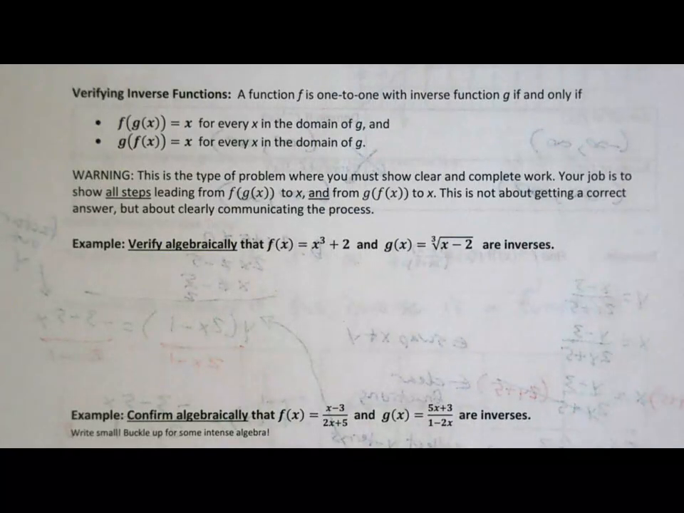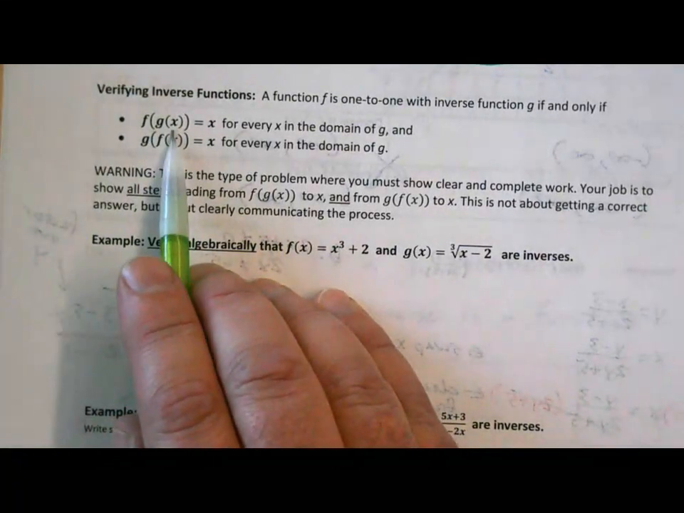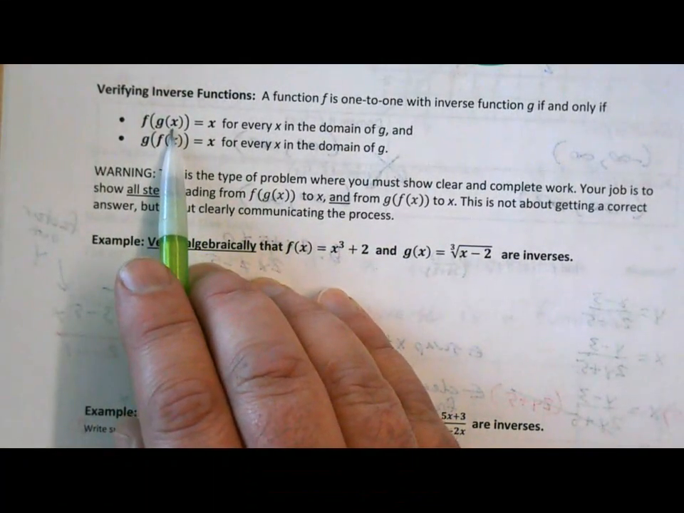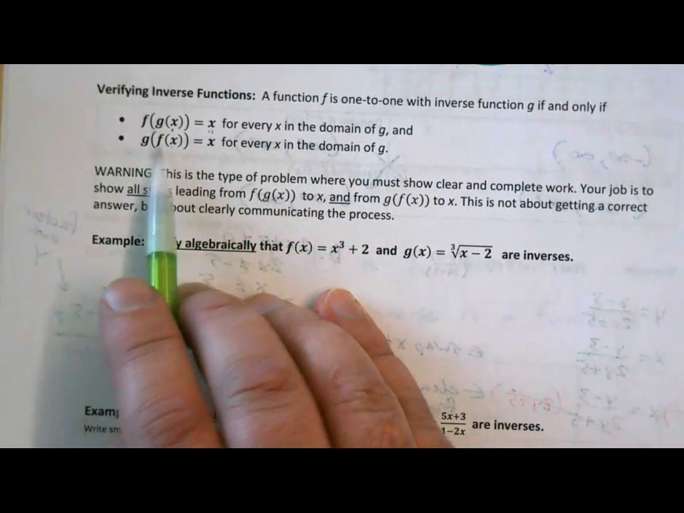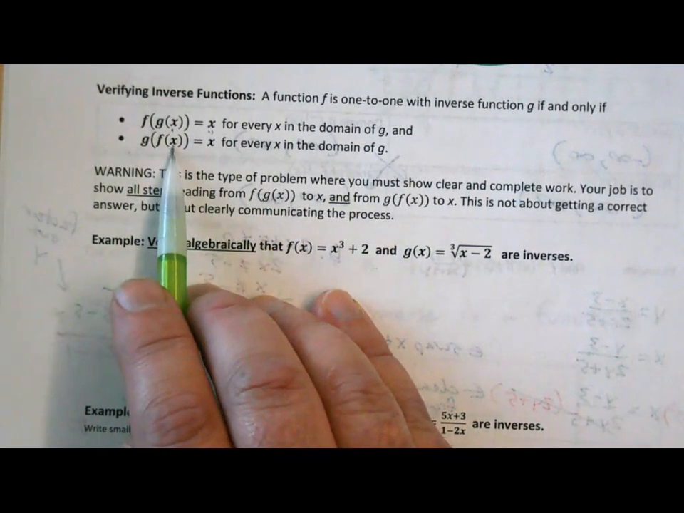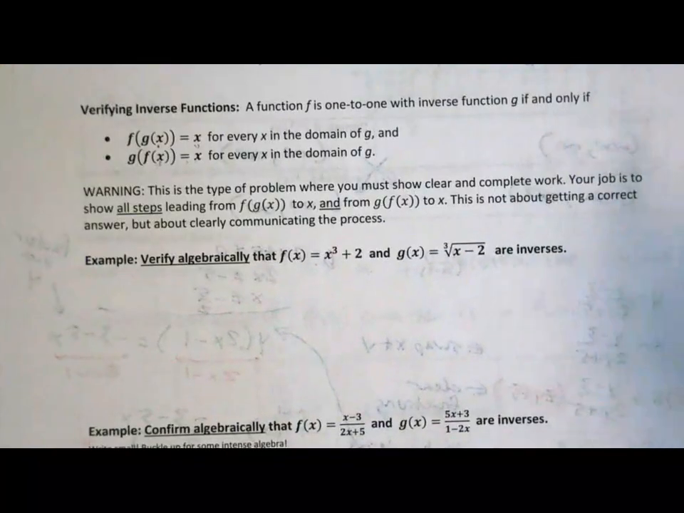So algebraically, we say that if I have two functions feeding into each other and I input x, and I get x out, that's good. But then I would also want to hook them up the other direction and feed them into each other the other way and make sure that when I put in input, I get that same input out. So in order for us to do this, we're going to have to do this twice.